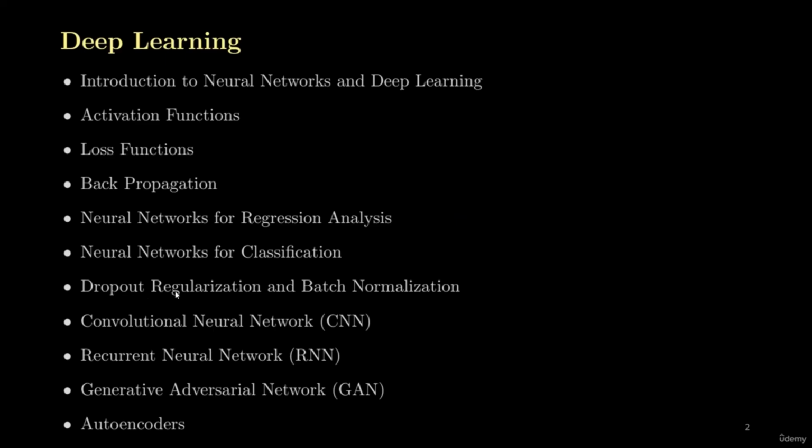Then we will study the effect of dropout regularization and batch normalization on neural networks. Then we will study a special kind of deep learning network, which is the convolutional neural network, also known as CNN. Then we will also study another kind of deep learning model, which is the recurrent neural network, also known as RNN. Then the next deep learning model is the generative adversarial network, also known as GAN. And then the deep learning section will end with the autoencoder.